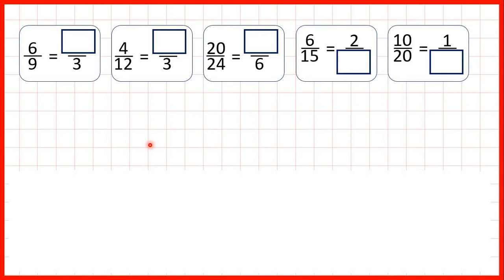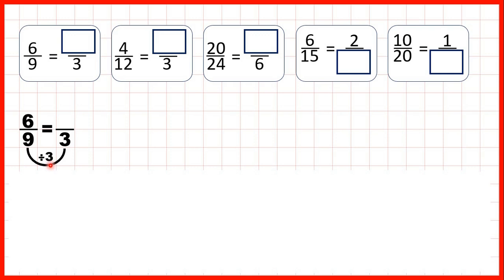So we've seen that we can find equivalent fractions by multiplying the numerator and the denominator of a fraction by the same number. But here we're going to use division to find equivalent fractions. So first, 6/9 is equivalent to how many thirds? Well, we can't use multiplication here because 3 is smaller than 9, but we can use division.